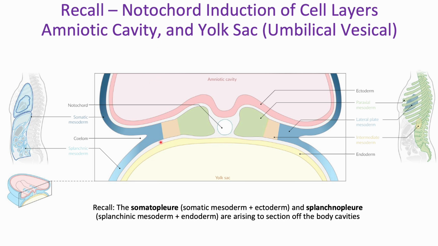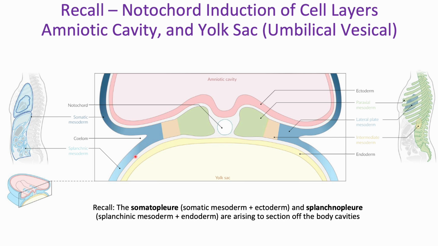What I want to point out is this lateral plate mesoderm. So again, we're in the mesoderm here, between the ectoderm and the endoderm. This lateral plate mesoderm is going to differentiate into two components. We're going to have the somatopleure. The somatopleure is associated with the lateral plate mesoderm as well as the ectoderm, and that's going to form part of our body walls.